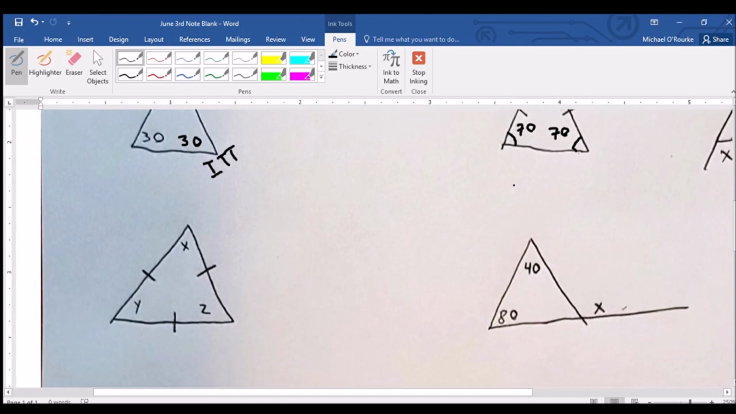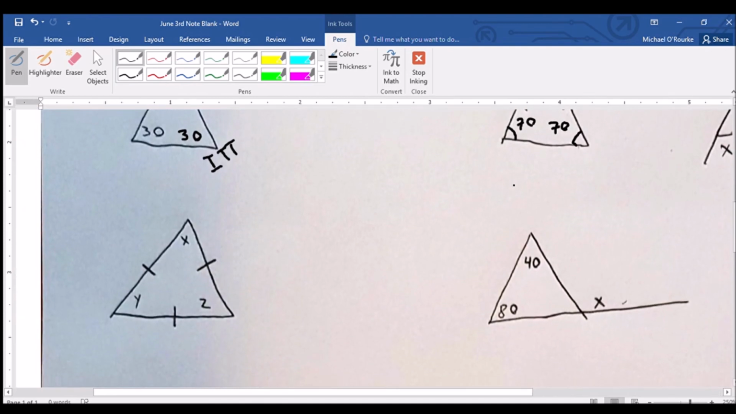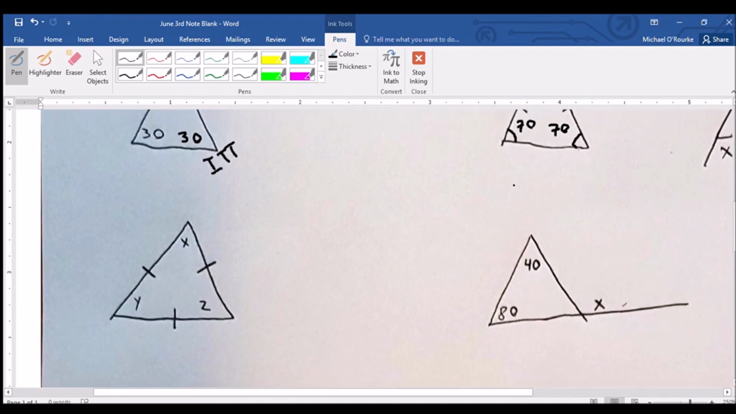So here's the easiest one there is. An equilateral triangle. So equilateral, 3 same sides. Well, it has 3 same sides, so the 3 angles are also going to be equal. So that is going to be 180 divided by 3, which equals 60. So 60, 60, and 60. And that is ETT, equilateral triangle theorem.